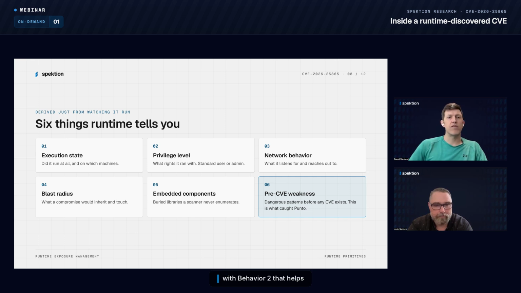Yeah, so the big thing with behavior two that helps expand your inventory is we're not just looking at things that are in the usual locations. We're just looking for anything that ran. And then once the software runs, what does it do and how does it interact with the system? That gives you a much larger inventory to try to process. And so then you're not just looking at a CPE string match and trying to match it to a CVE. You're saying, oh, now I have these 9 software applications that I didn't know we had that are capturing keystrokes or that are creating listeners, and we're not necessarily sure what they do.